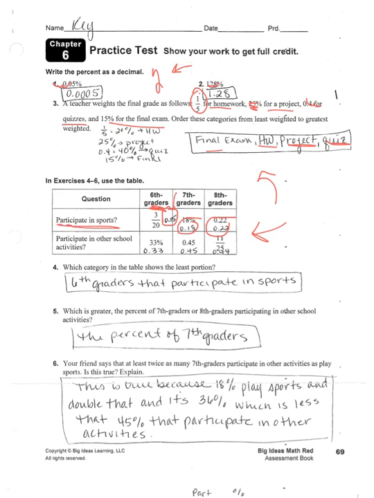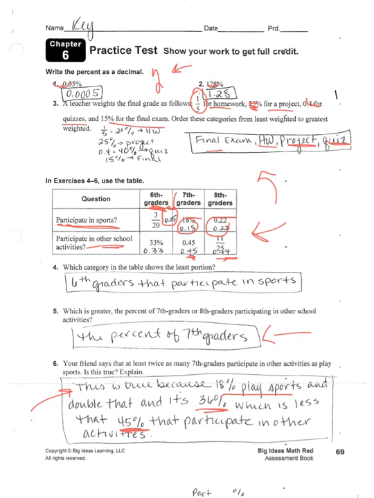who participate in sports. Which is greater, percent of 7th graders or 8th graders participating in other activities? So participating in other activities, you have 7th graders at 0.45 and 8th graders at 0.44, so it's the percent of 7th graders. Your friend says that at least twice as many 7th graders participate in other activities as play sports. Is this true? This is true because 18% play sports, and double that is 36%, which is less than the 45 that participate in other activities.